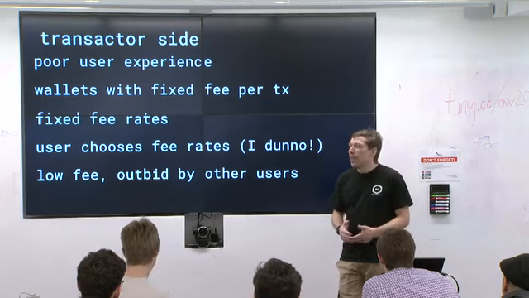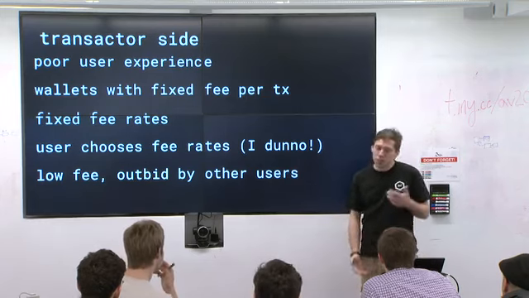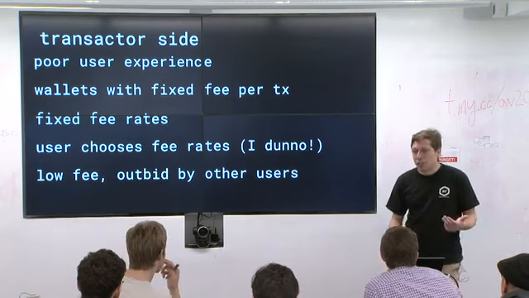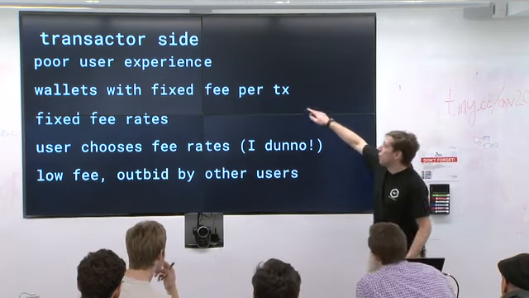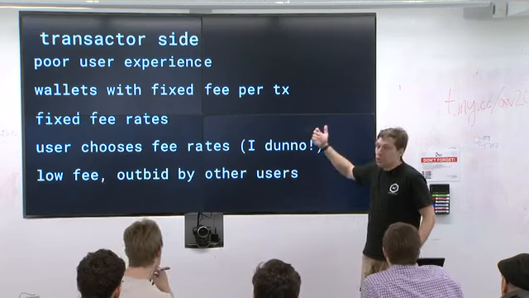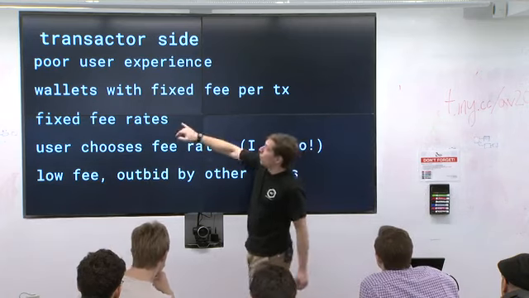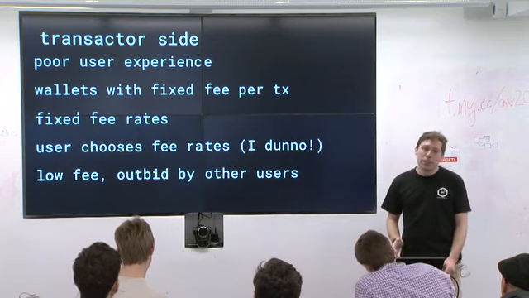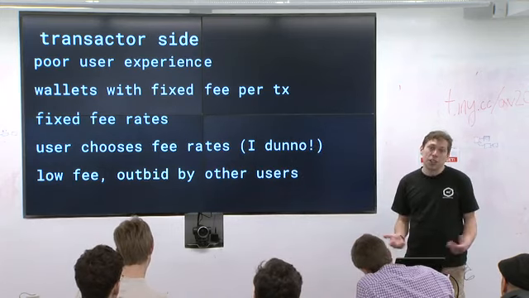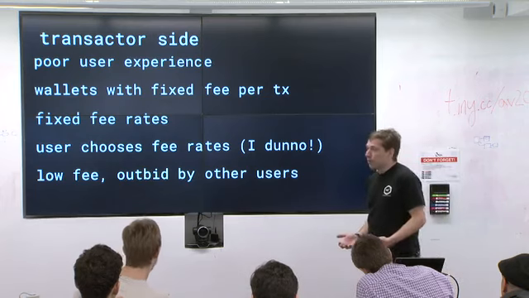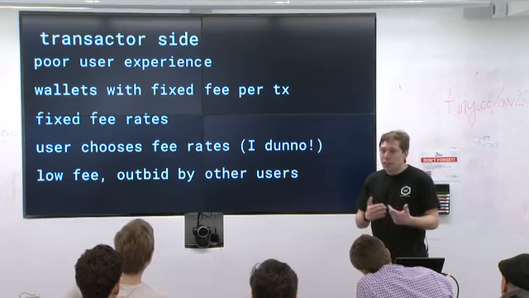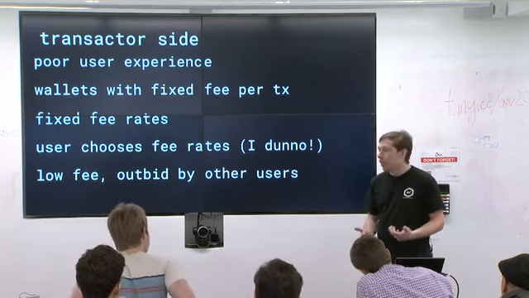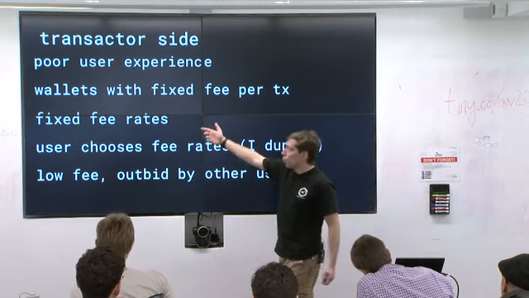They just say, okay, I'll pay 100 Satoshis per transaction. Some transactions have a lot of inputs and are much bigger, so that's a highly variable fee rate, which the user can't control. Or they'd have a fixed fee rate, where they just say, I'm going to set 5 Satoshis per byte, and that's the fee rate in this wallet. And you don't allow the user to change it at all.